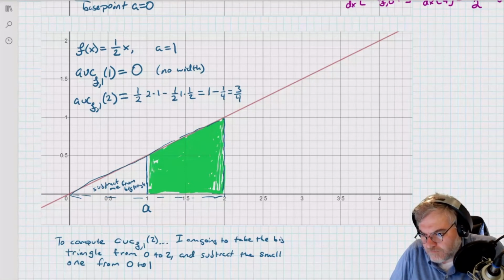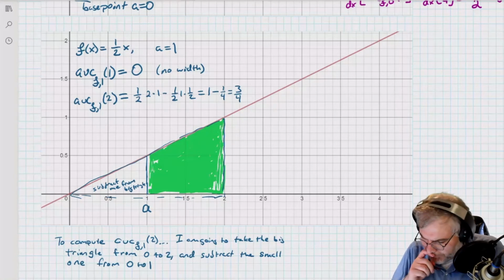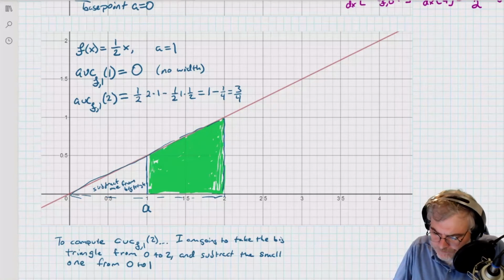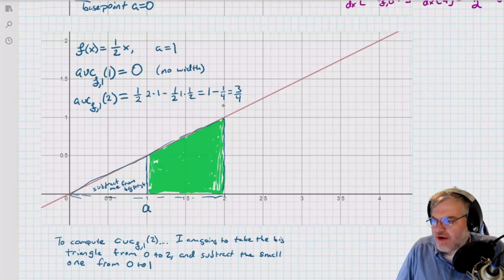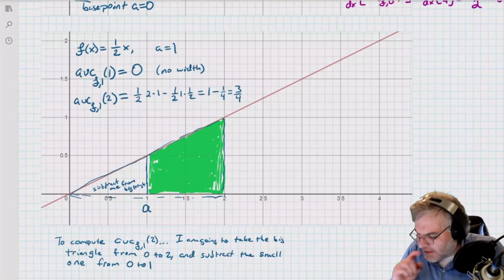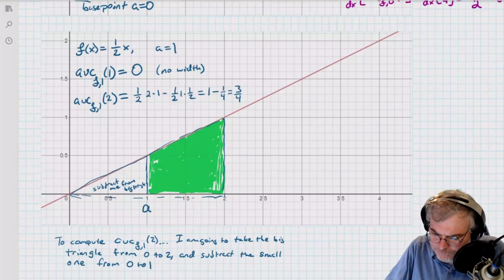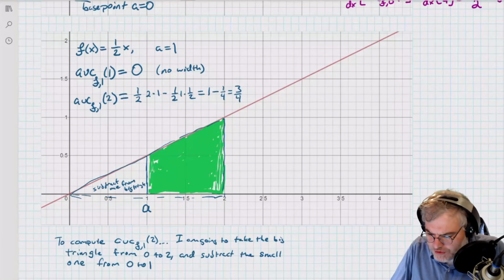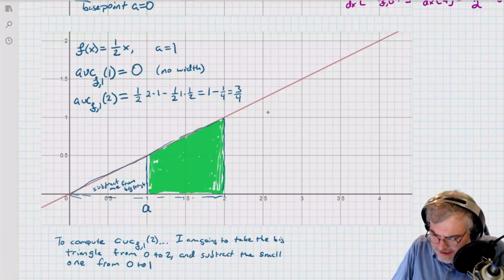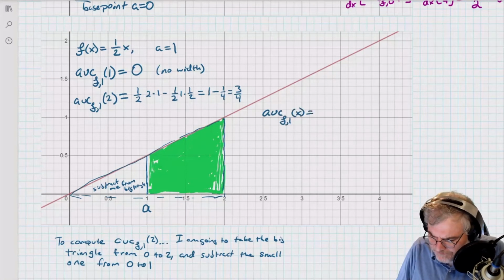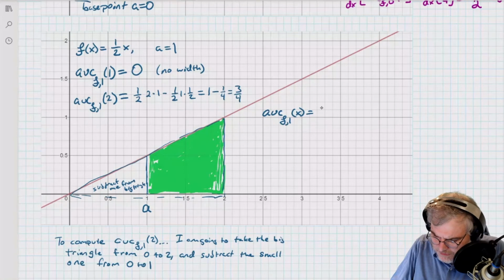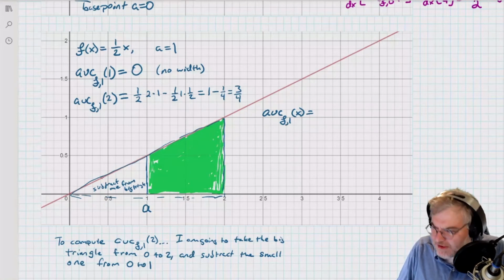Okay, so notice what's going on here. I've actually now got several things going on here, but let's do this one for a general x. AUC F1 of x is going to equal, okay, this thing here. So I'm going to go from 0 to wherever x is. I'm going to do the big triangle again, and then I'm going to subtract that same little triangle.